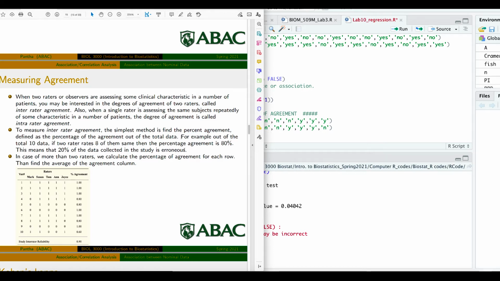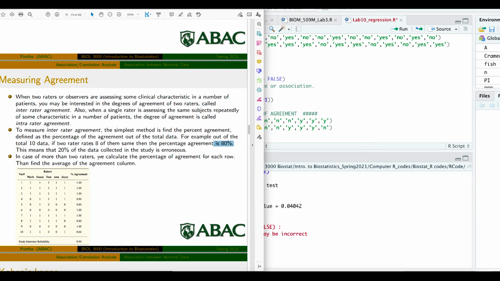For example, out of 10 data, if two raters rate 8 of them the same, then the percentage of agreement is 80%, right? Because out of the 10 patients, if both of the raters rate 8 patients the same and 2 different, then that is 80% agreement. This means 20% of the data collected in the study is erroneous.